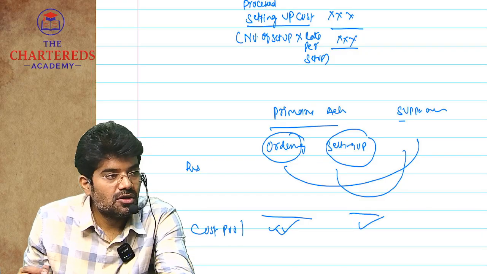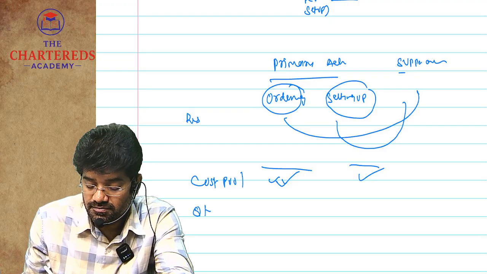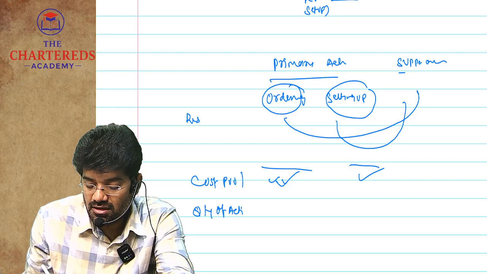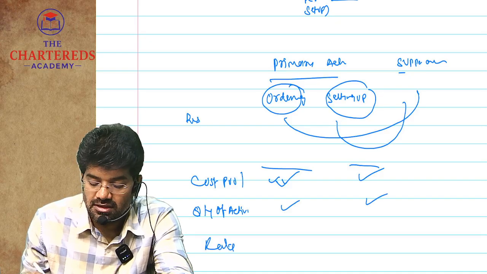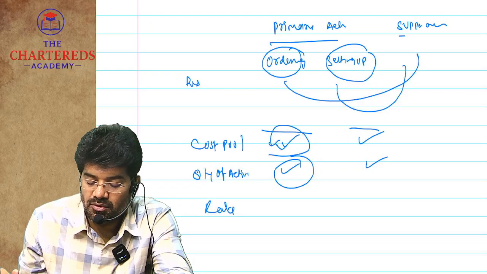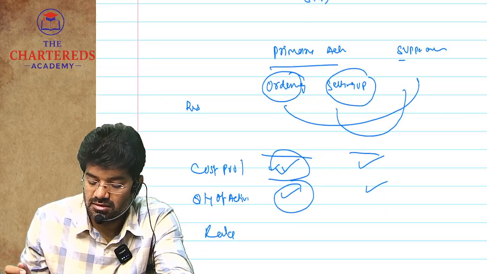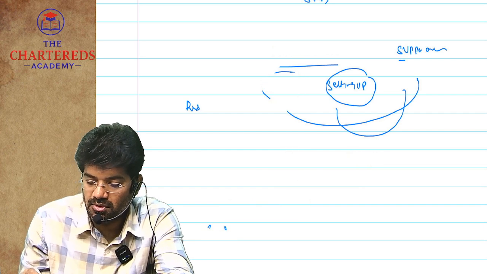We call this as cost pool. Now for this we take the quantity of activity cost driver, then we calculate what, rate. This divided by the quantity of activity cost driver volume. This is the rate. Right. So those are the steps given. So let's start the problems.